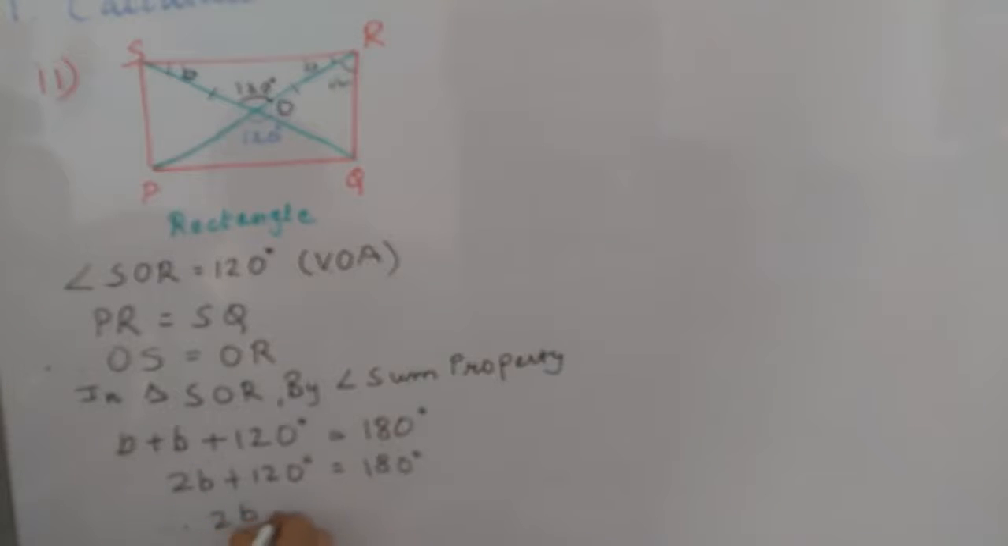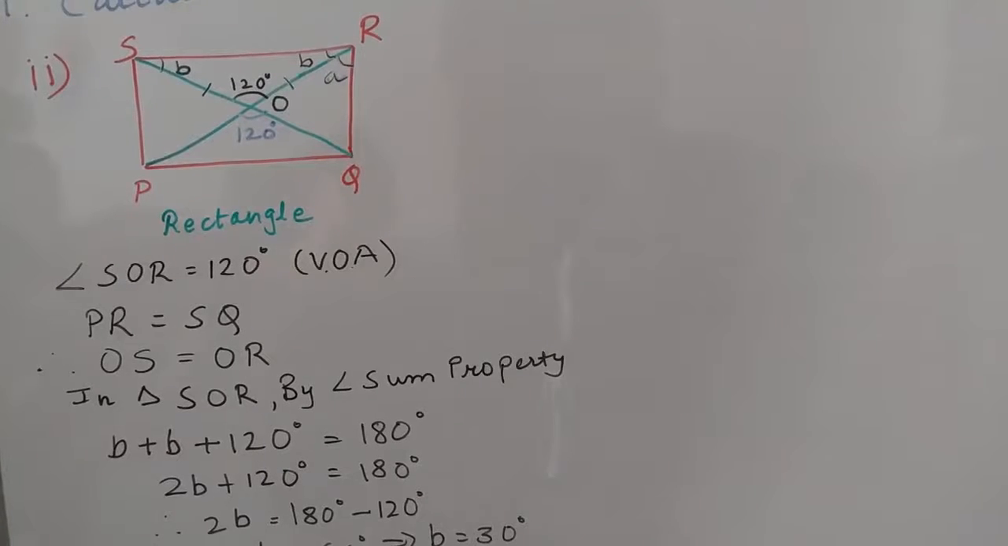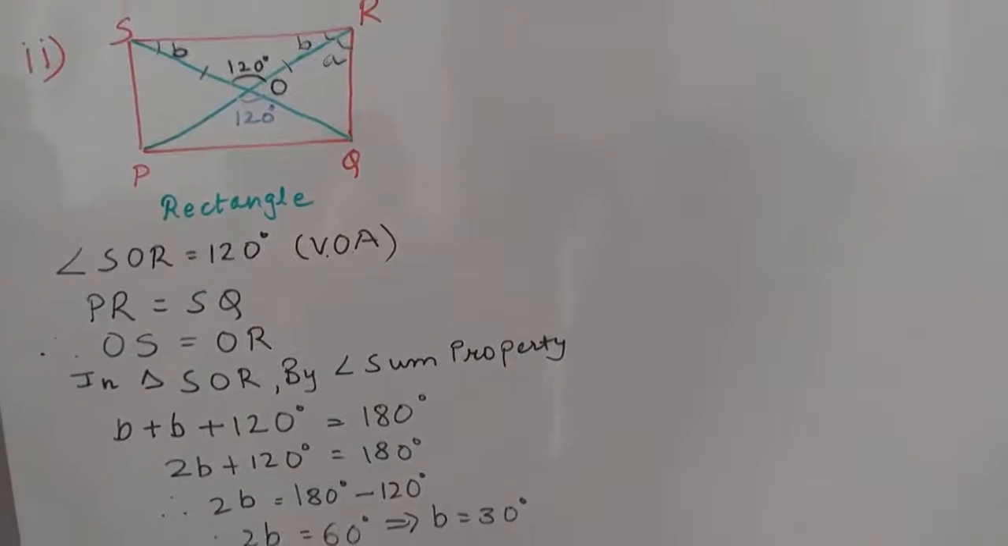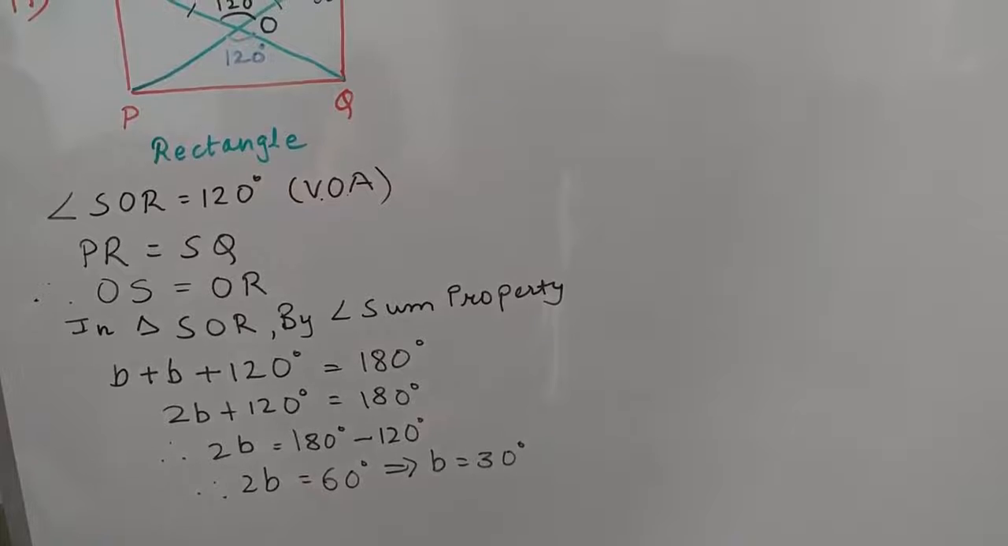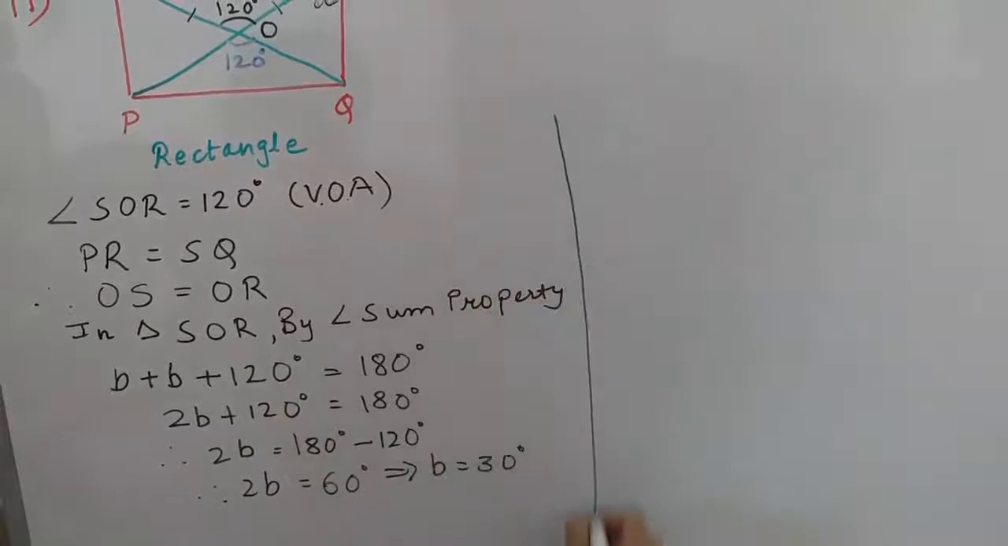Therefore 2B is equal to 180, and this 120, taking it to the right hand side, becomes minus. So therefore 2B is equal to 60 degrees, and angle B is equal to 30 degrees by dividing it by 2. So we get our first answer, that B value is 30 degrees here. Now let us find our angle A also, so that we can calculate here.